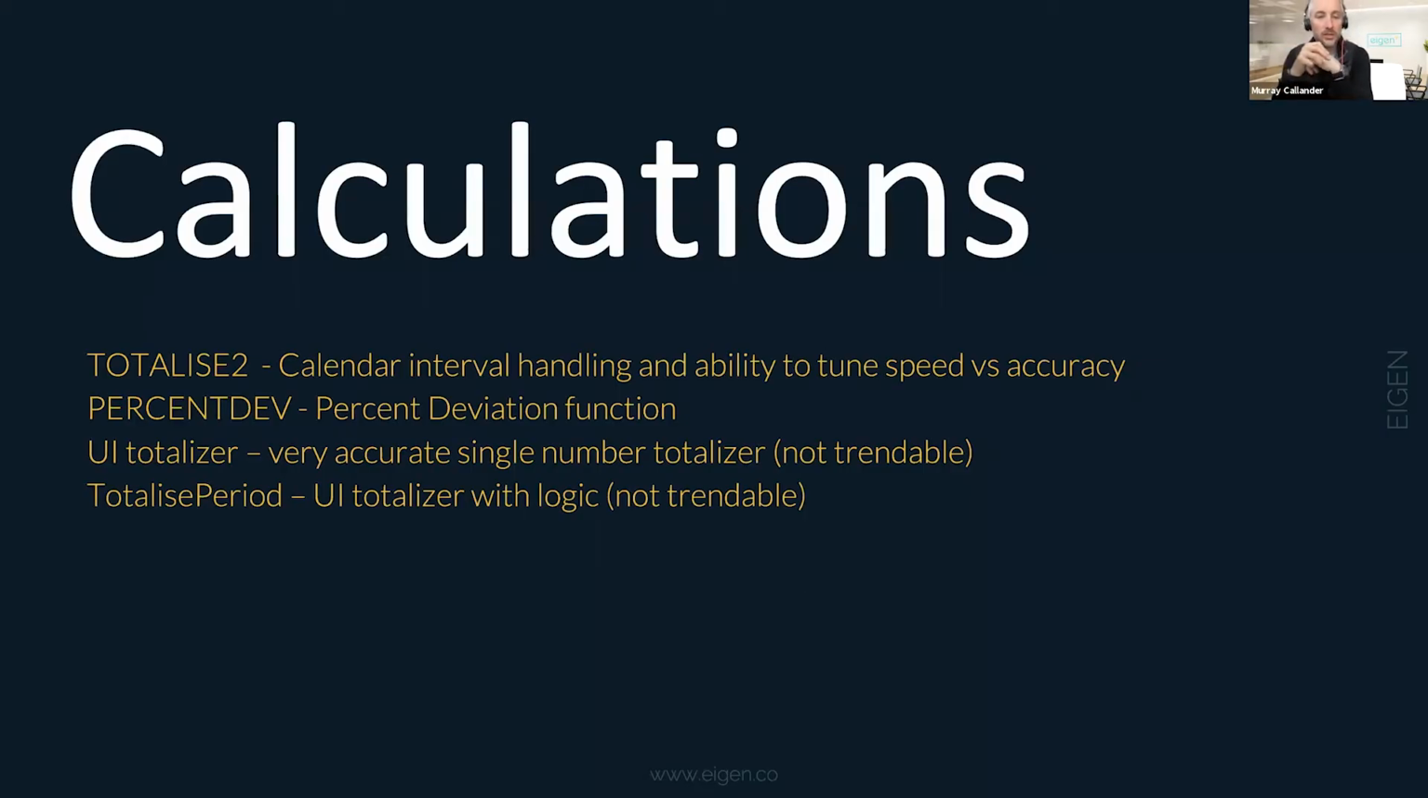And then on to calculations. So we just mentioned the Totalized 2 calculation earlier. The new functionality in that, the big difference is its handling of calendar intervals. So things like months, which are uneven periods of time ranging from 28 to 31 days. We've got a new % deviation function. We have a user interface totalizer, which is a very accurate single number, but it's not a trendable feature, but it's for use in reporting. And we also have another reporting function called Totalized period, which allows you to make a compound total based on information from multiple sources. So let's have a bit more of a look at those.